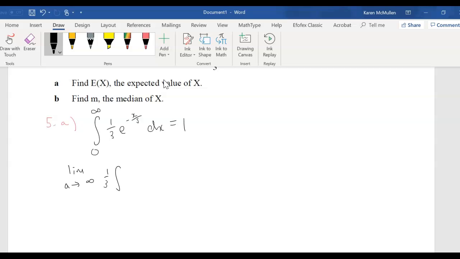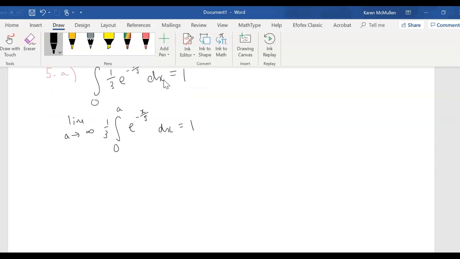That 1/3 can come out the front. So we've got the integral from 0 to a of e to the negative x on s dx equals 1. All right, and now we have to find the antiderivative of e. So let me just quickly do this. 1/3, put your square brackets. All right, so negative s e to the negative x on s. So I might just put a multiply in there just so we don't get confused. 0 to a is equal to 1.